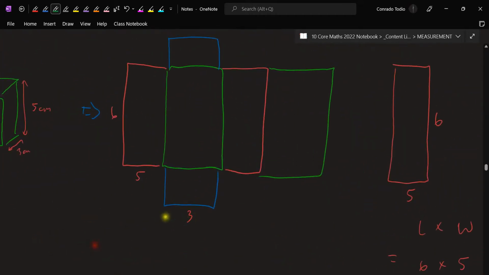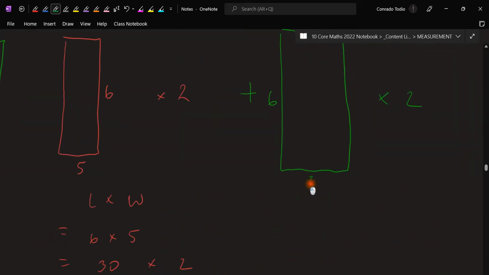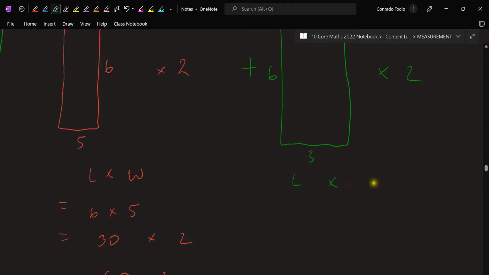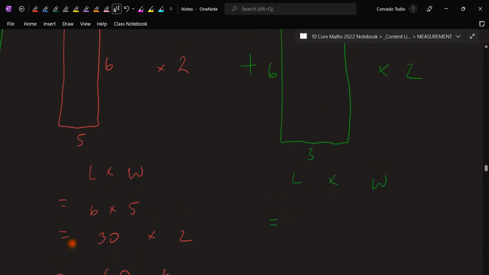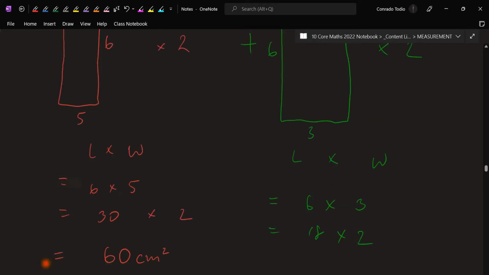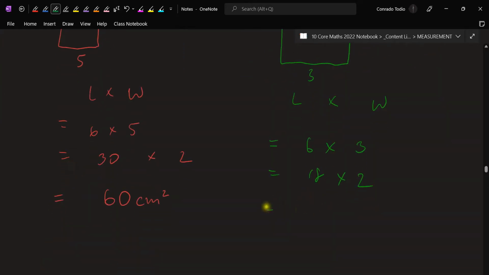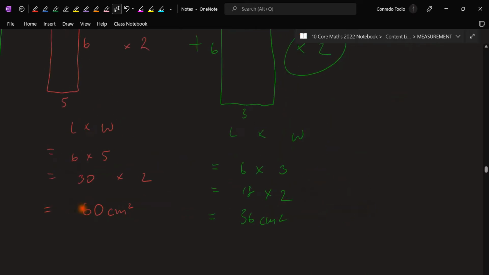But then what is the width? According to this, the width is 3. Okay, because this length should correspond with that length. Okay, so 6 by 3. So it's going to be length times width, which equals 6 times 3, which equals 18. Multiply it by 2 because there's 2 rectangles, and that will equal 36. Okay, so that's the second lot of the rectangles.